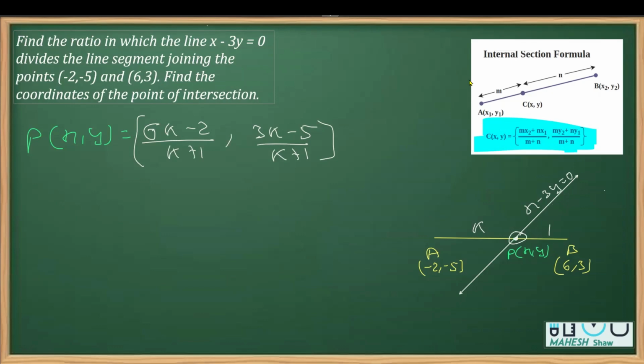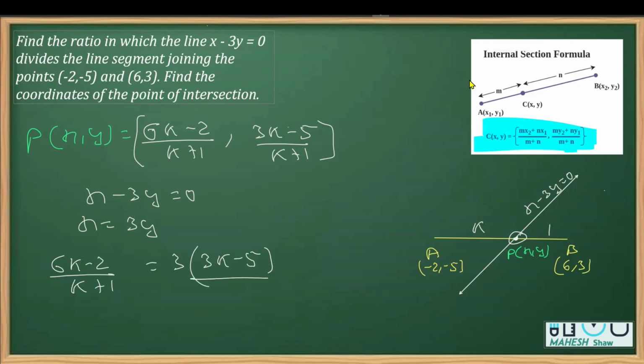What I mean to say here is, let's say if I write this equation once again, this is x minus 3y equals 0, or I may write x is equal to 3y. Now check here, as this equation will be satisfied by these points, we can replace x with this and y with this. So it comes out to be 6 times k minus 2 over k plus 1 is equal to 3 times 3k minus 5, that whole divided by k plus 1.